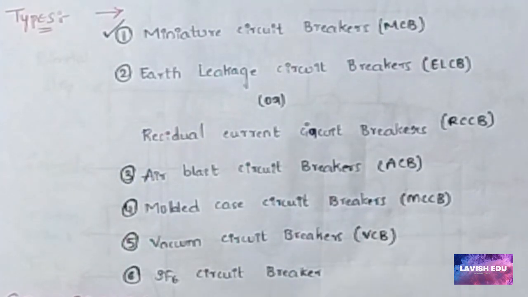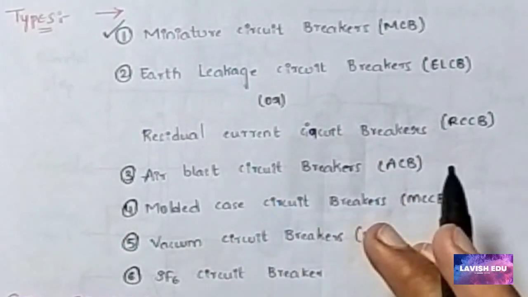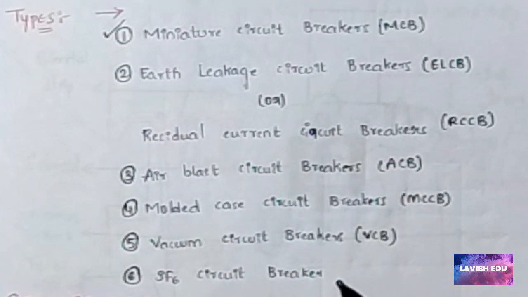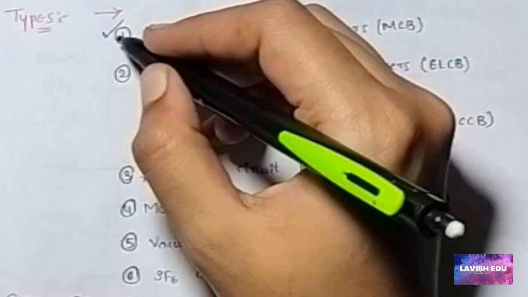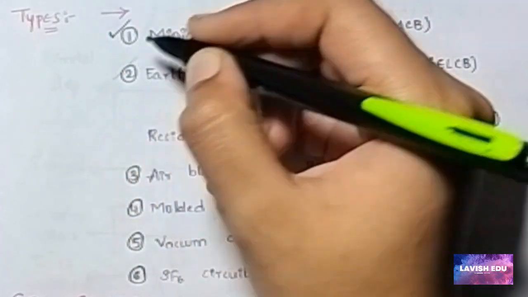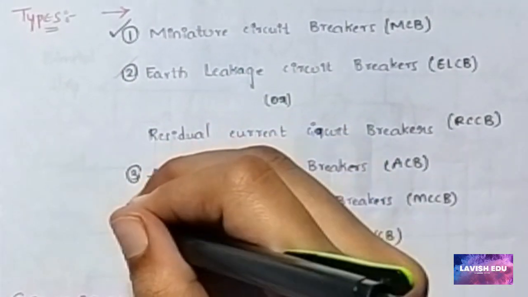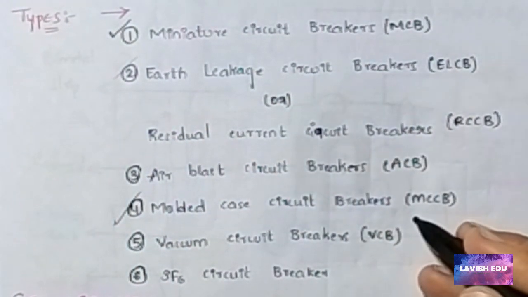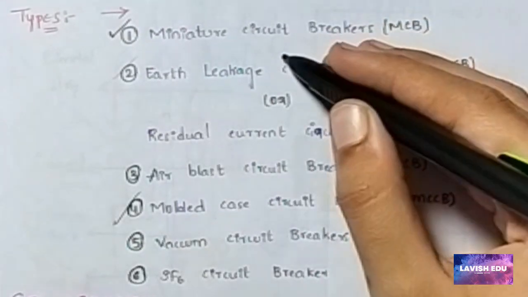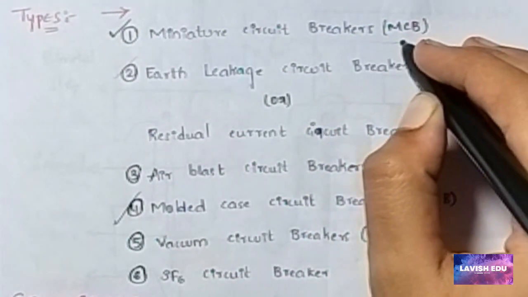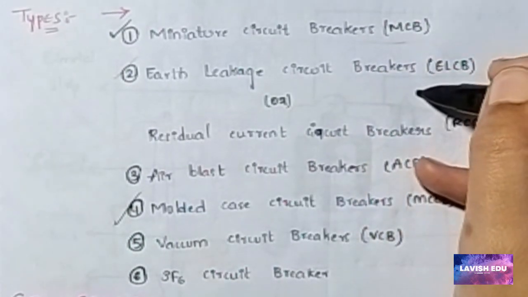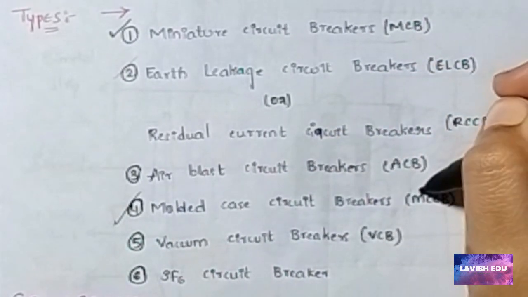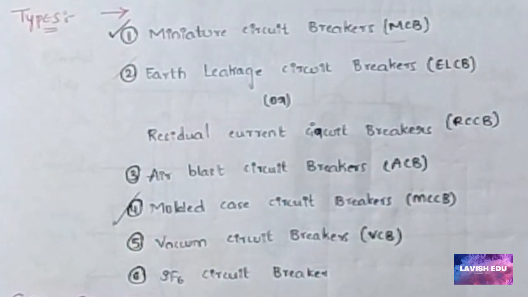The main circuit breakers that we should study are miniature circuit breakers, earth leakage circuit breakers, and molded case circuit breakers. Today in this video, we will see miniature circuit breakers. In the next videos, I will tell you about the earth leakage circuit breakers and the molded case circuit breakers. So let's start the video.